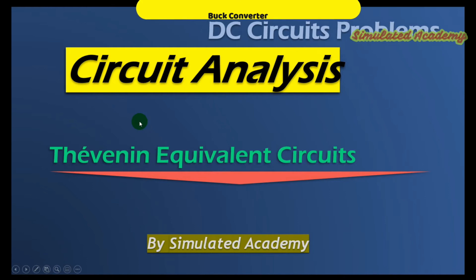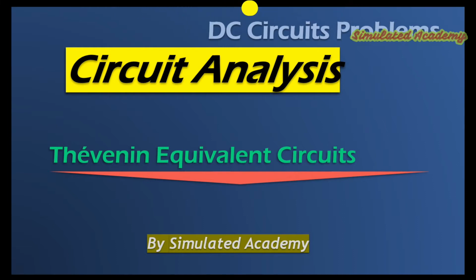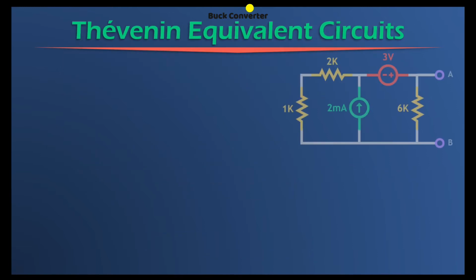Hello guys, welcome back to another DC circuit analysis problem, but this time we will solve a problem by using Thevenin equivalent circuit. So for example, you are given this circuit and you are asked to find voltage across AB or the voltage across this 6 ohm resistor, but this time you will use Thevenin equivalent circuit.